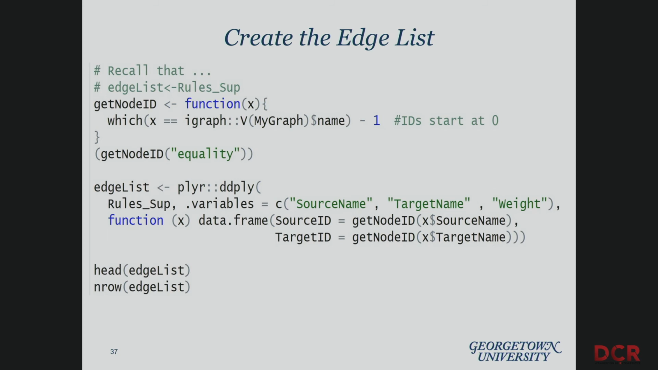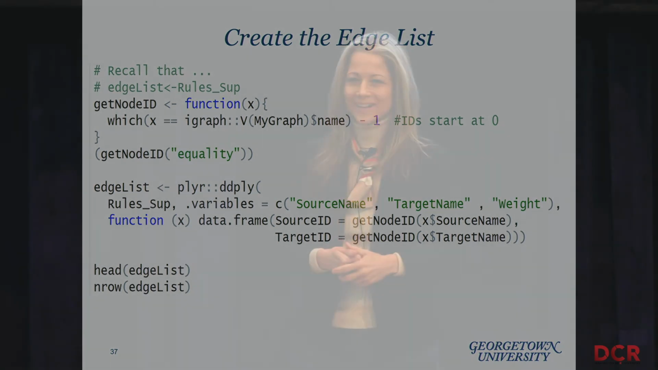In this case, NetworkD3 needs something called a node ID. It needs a source node. It needs a target node. And the IDs have to start at 0, whereas we know that R starts with 1. So we have to make a couple of adjustments so that we're, again, shifting our data over to what NetworkD3 is going to expect. And that's what all this does, essentially.